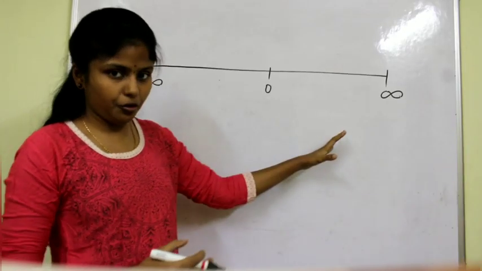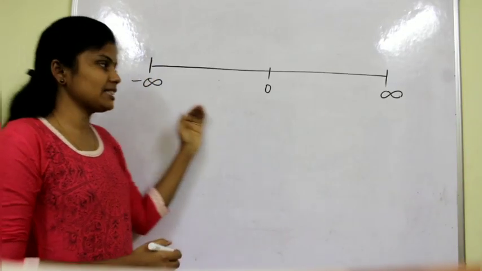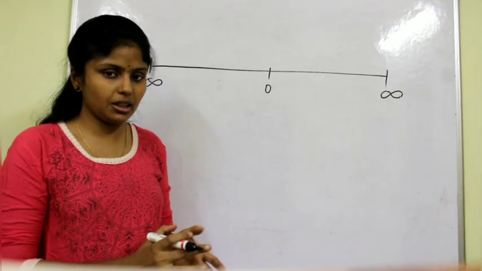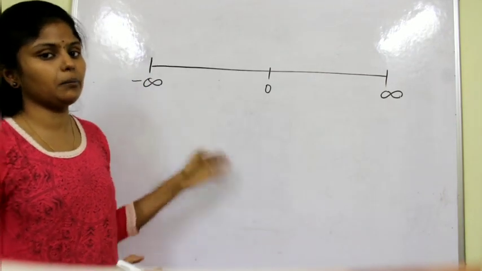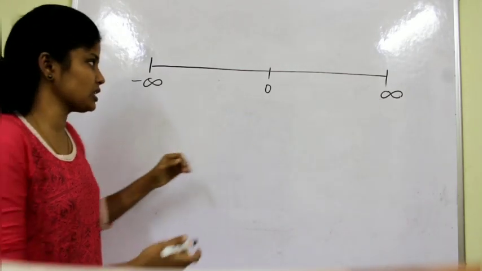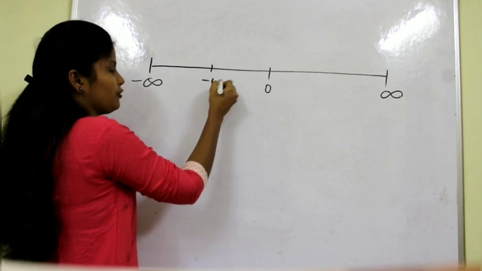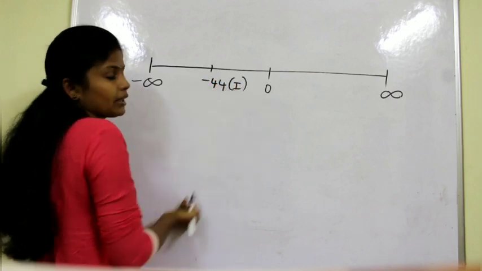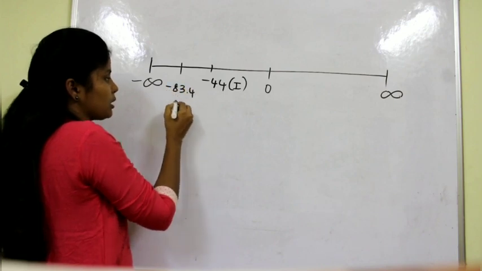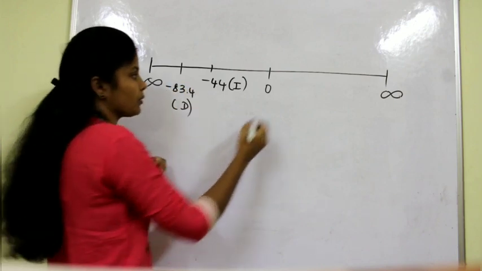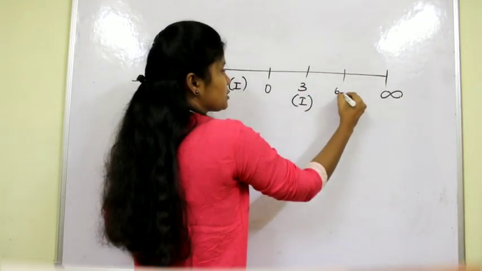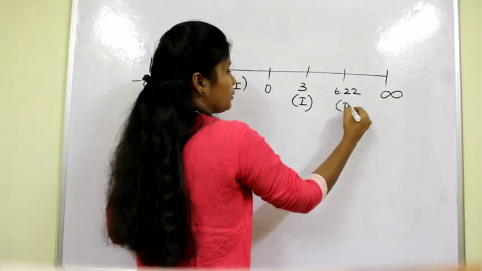So in a number line format, any number which is existing between minus infinity to plus infinity in a complete format is your integer, and any incomplete number that is existing between minus infinity to plus infinity are your decimals. For example, minus 44 comes under integer category. Minus 83.4 comes under your decimal category. 3 comes under the integer category. 6.22 comes under your decimal category.